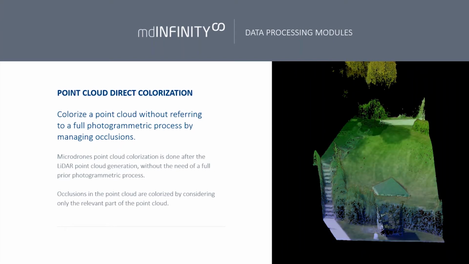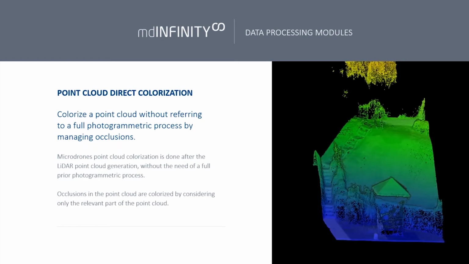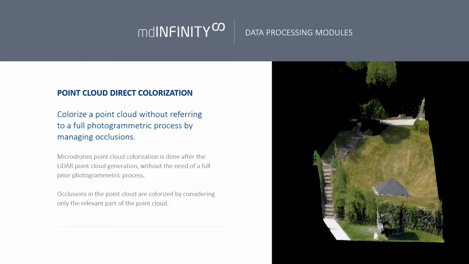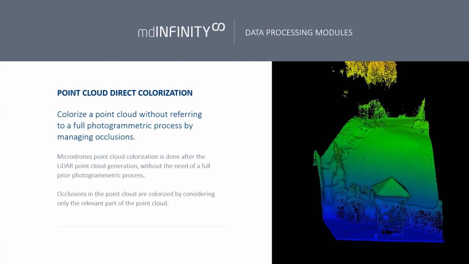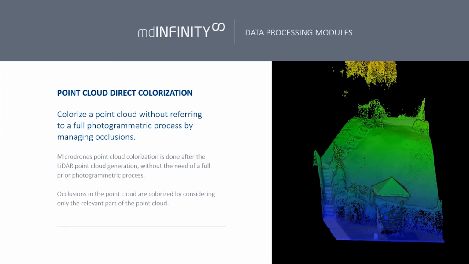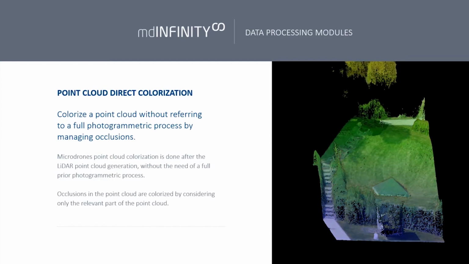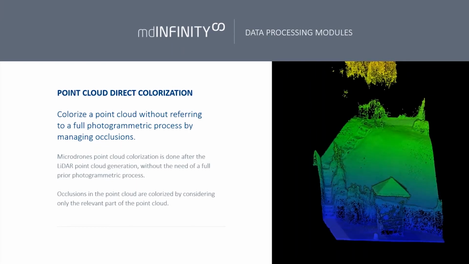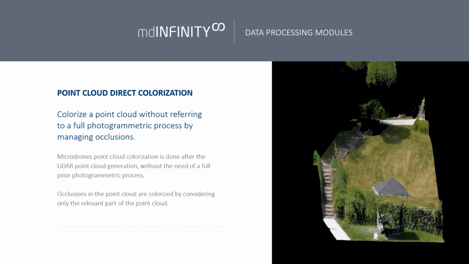So, three important advantages of this module. The first one is that we are allowed to have much less side lap, which increases the survey speed, right? We can go from 40% side lap on photogrammetry to 10% on a point cloud. So this really means a huge increase of coverage for a LiDAR survey.